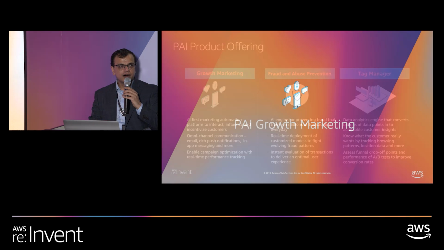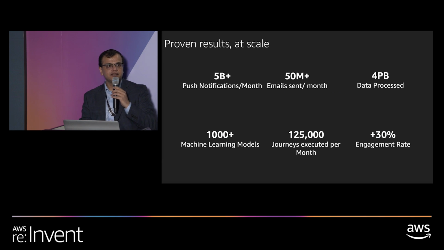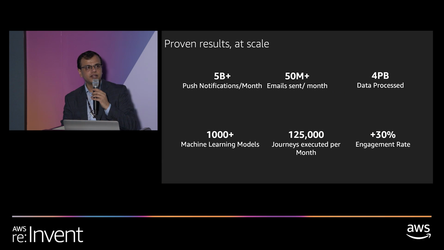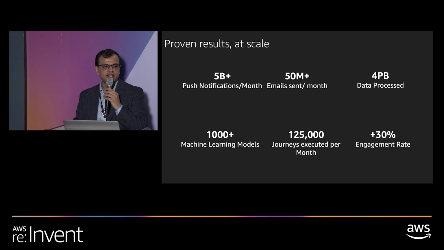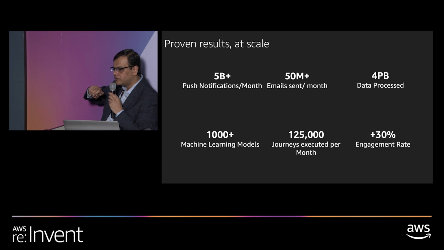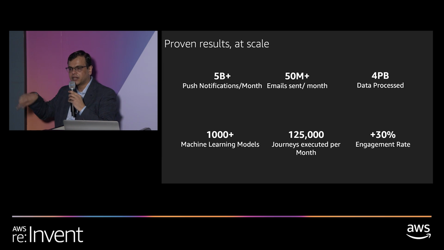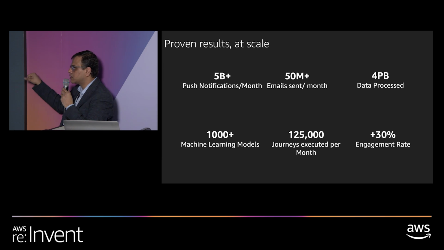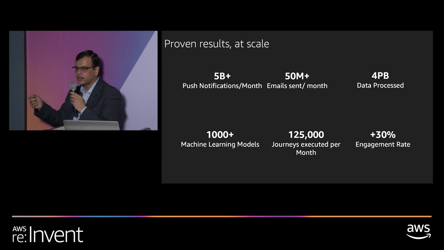Cool. I think I'll quickly go over some of the numbers. These are slightly dated numbers, but what we have seen is for our growth marketing solutions, we are sending about 5 billion push notifications in a month, with a lot of feedback that we get. We have deeper analytics. We can see literally when a customer clicked on it, when they dismissed it, when they actually acted upon it, and things like that.